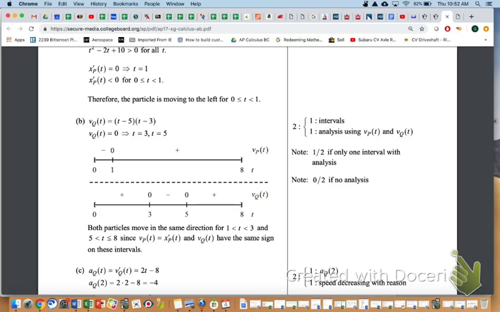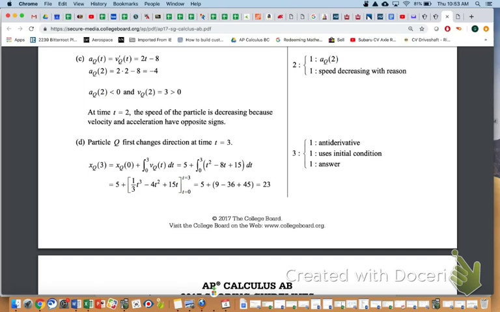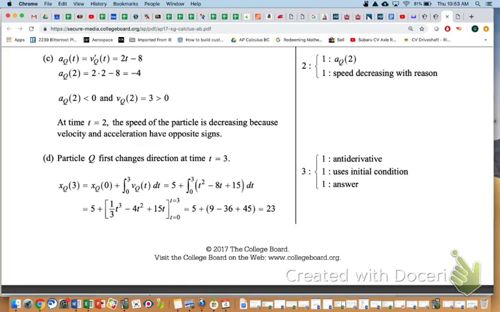Okay, so C and D. C hopefully was a pretty familiar question. You had to find the acceleration, but then is the speed of Q increasing, decreasing, or neither? We've done a lot of those, and hopefully you're able to remember. If not, this is another opportunity to remember. And then part D, find the position of Q the first time it changes directions. So anyways, there are some answers there.